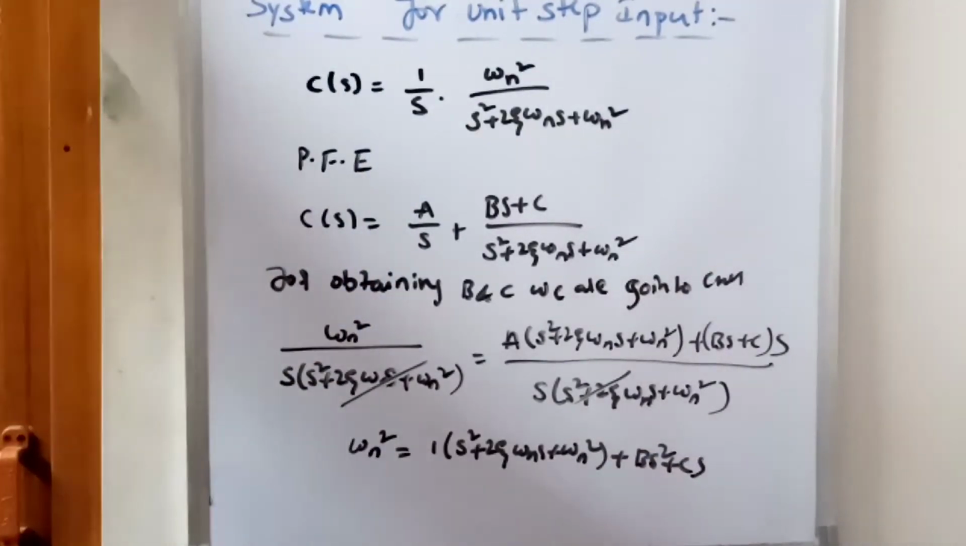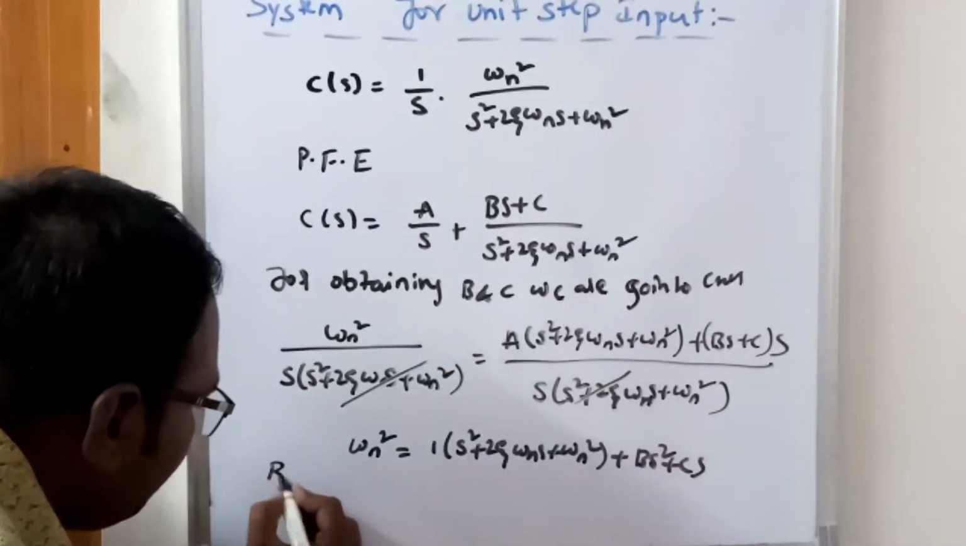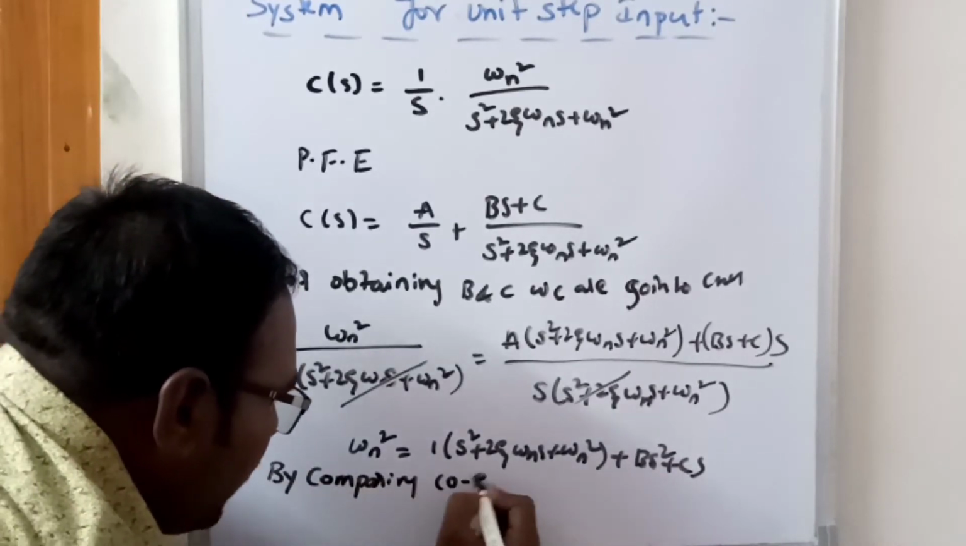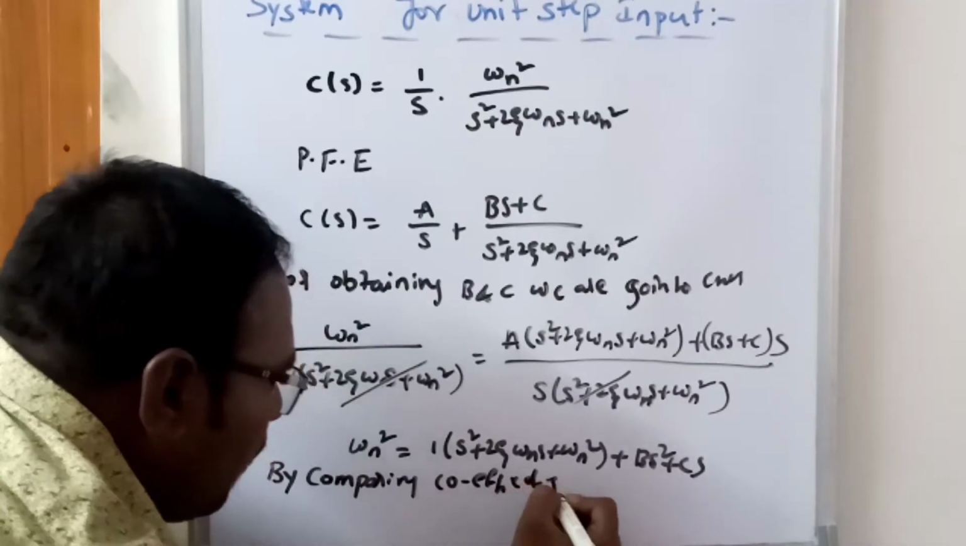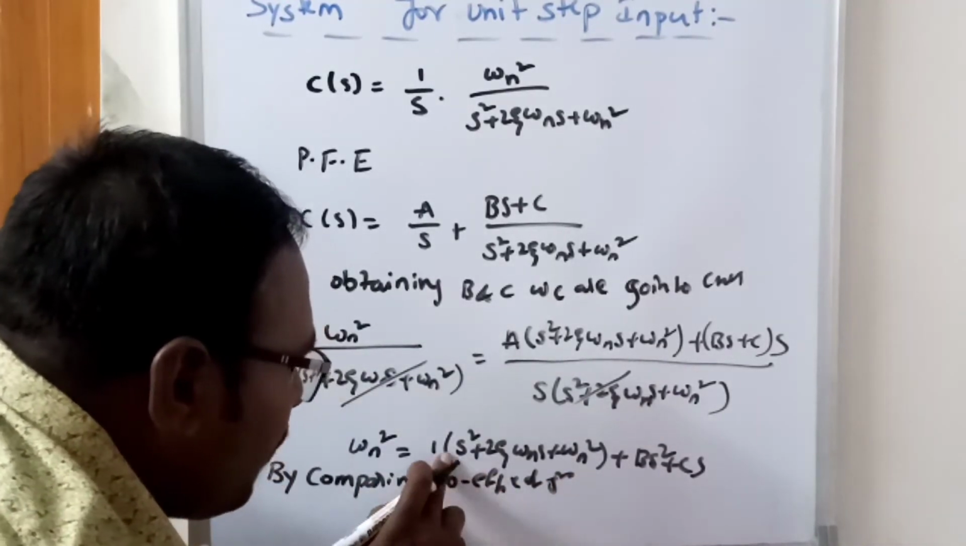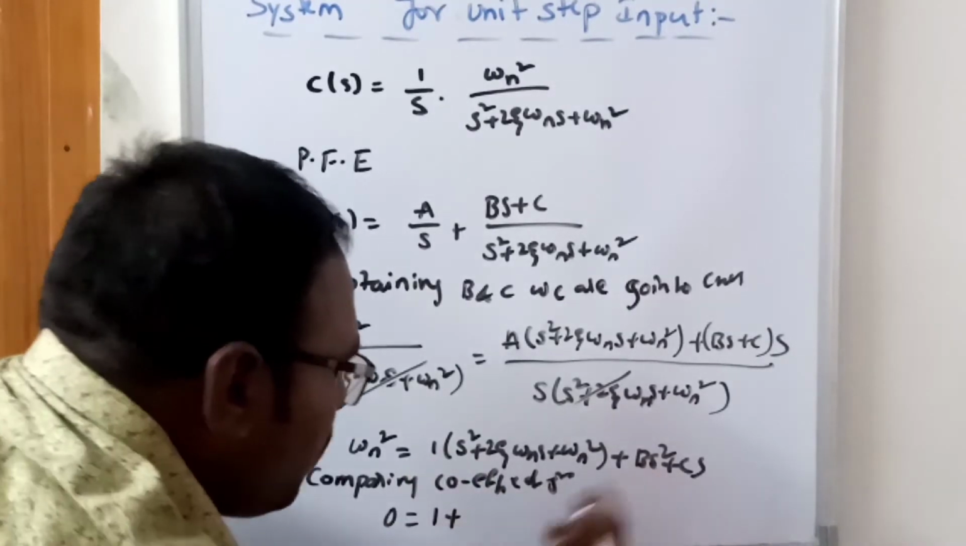Now compare the coefficients of the s square term and the s term. By comparing the coefficient of s square, we get 0 is equal to 1 plus b, where the s square coefficient on one side is 1 and on the other side is b.